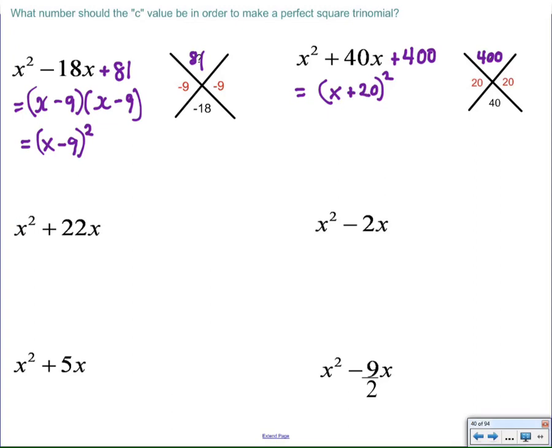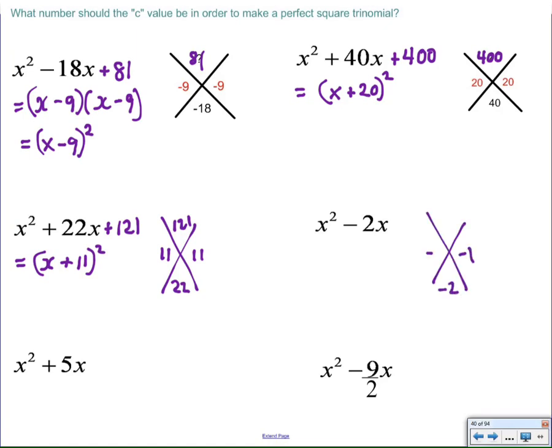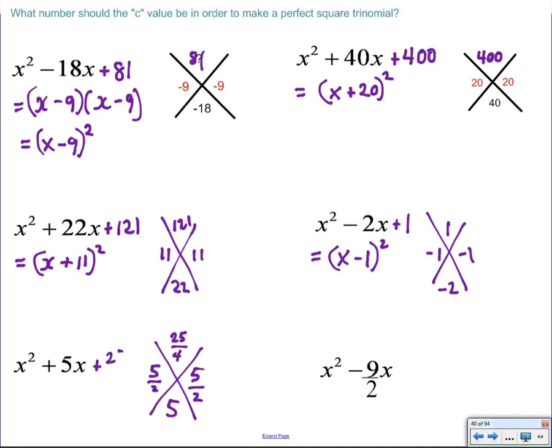So what follows are four other examples. We'll pause when we get to the last one with fractions. Notice here, when I take half of 5, instead of saying 2 1/2, I say 5 halves. It makes the work a lot easier to square. And when I add 25 fourths, it makes it easier to factor.